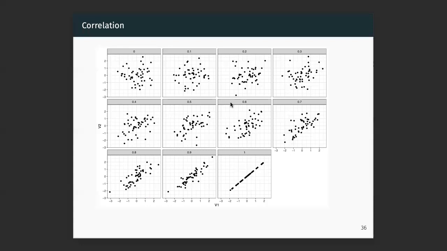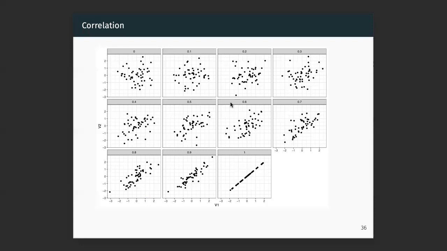At 0.2, we're starting to see a little more structure here. As the values of x are lower, the values of y tend to be a little bit lower, and as the values of x are higher, the values of y tend to be a little bit higher. But as our correlation coefficient increases to 0.6, we're starting to see some real structure here, right? For low values of x, we have systematically lower values of y. For high values of x, we tend to have higher values of y.